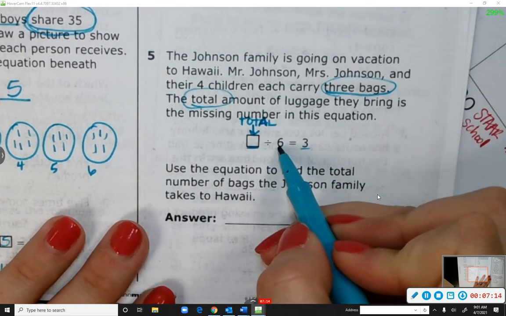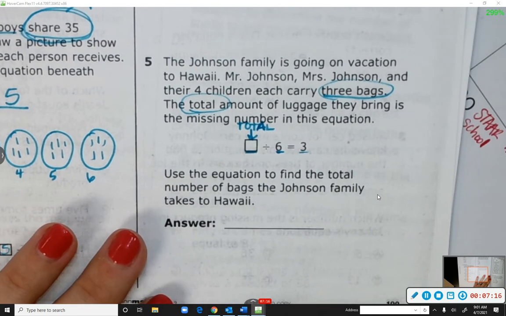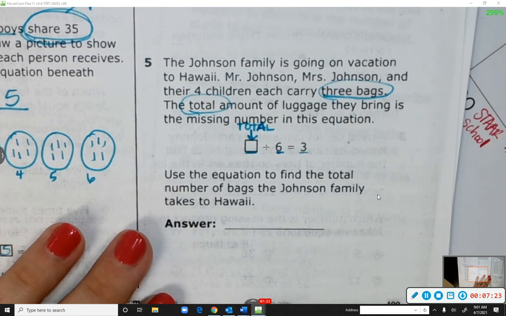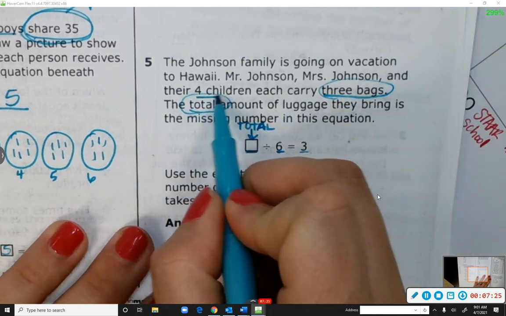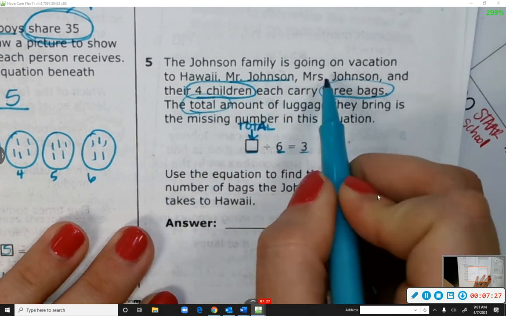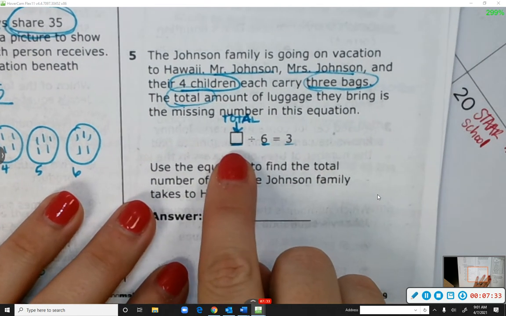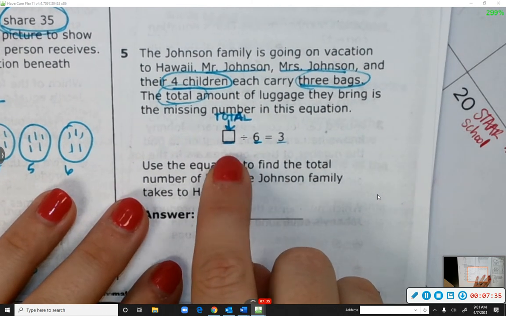6 is coming from what? Anybody figure that out? 6 is coming from the people. There's 4 children plus 2 adults. That's 6 people. Okay? So now, how am I going to find this box? What could I do? We learned it yesterday.